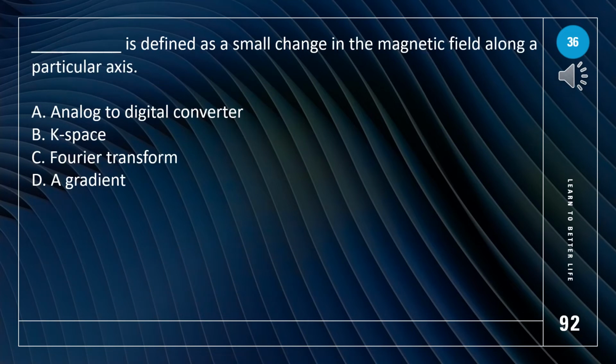What below is defined as a small change in the magnetic field along a particular axis? A. Analog to digital converter. B. K-space. C. Fourier transform. D. A gradient. The answer is D. A gradient.